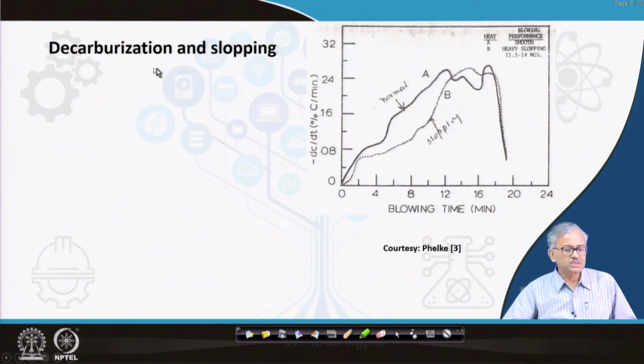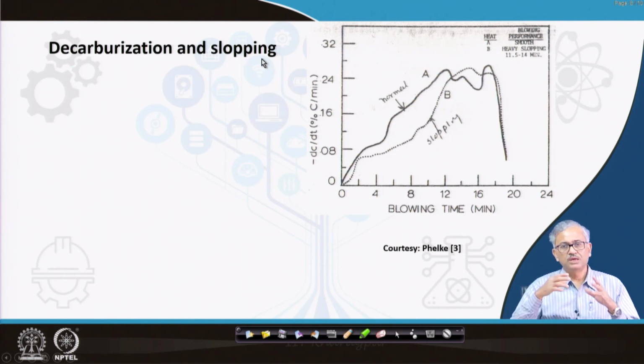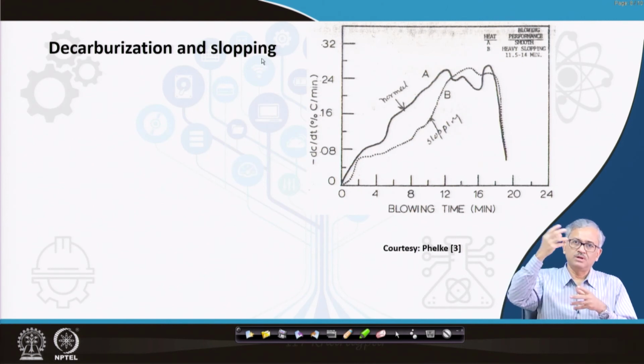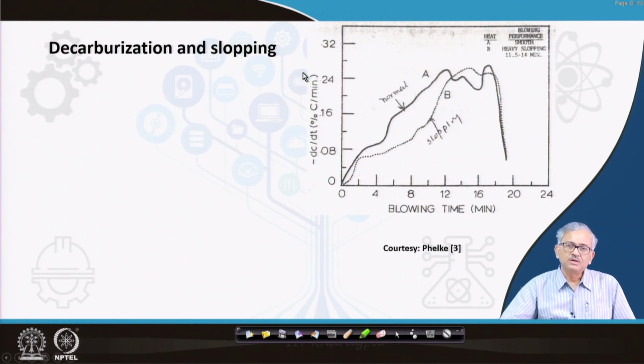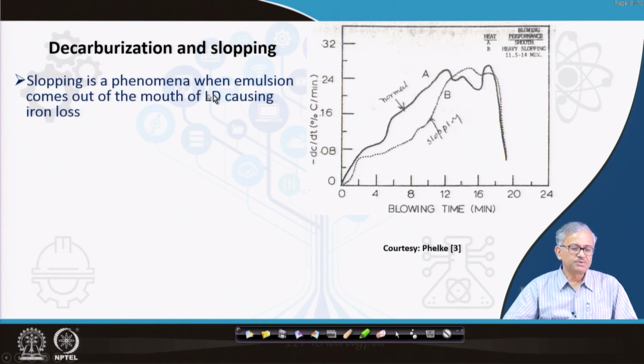Now, decarburization and the slopping phenomena is a very important phenomena. What is called slopping? In an LD furnace, slopping is the phenomena where basically the emulsion emerges out of the vessel mouth. That is called slopping. Obviously, you do not want slopping because slopping is a very cumbersome phenomena, and also you lose a lot of iron. Slopping is a phenomena when emulsion comes out of the mouth of the LD causing iron loss.